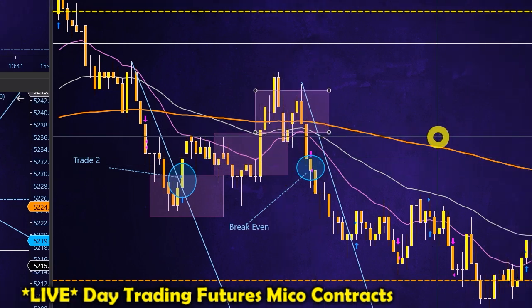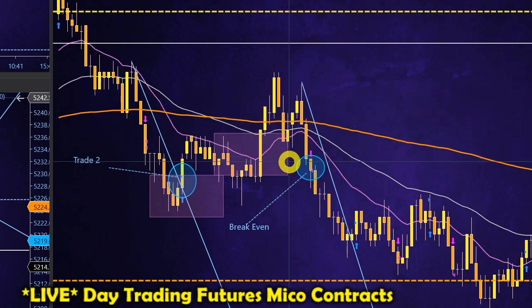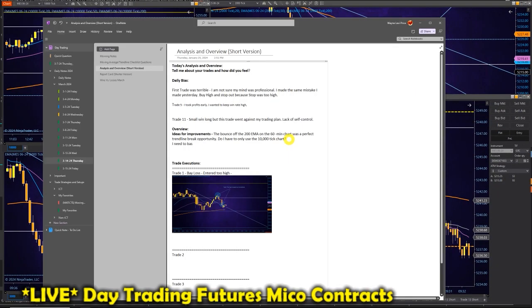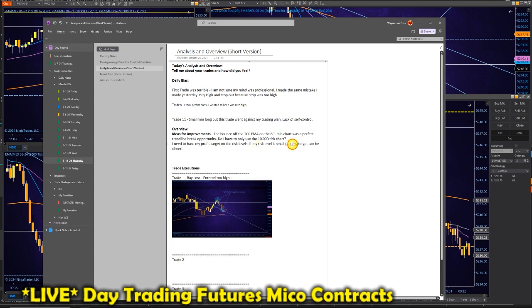Okay, I need to make a note of this. I had 2 to 1 reward based on my risk, but I had put in a certain parameter. I need to write that down in my journal right now. This is a great learning experience. I need to base my profit target on the risk levels. So if the risk level is low, I don't have to shoot for a very high target. Okay? If my risk level is small, then my target can be closer. If that was the case today, I would have done much better.